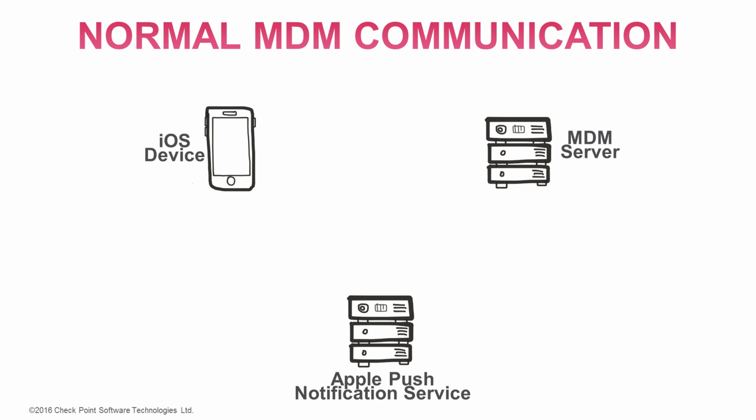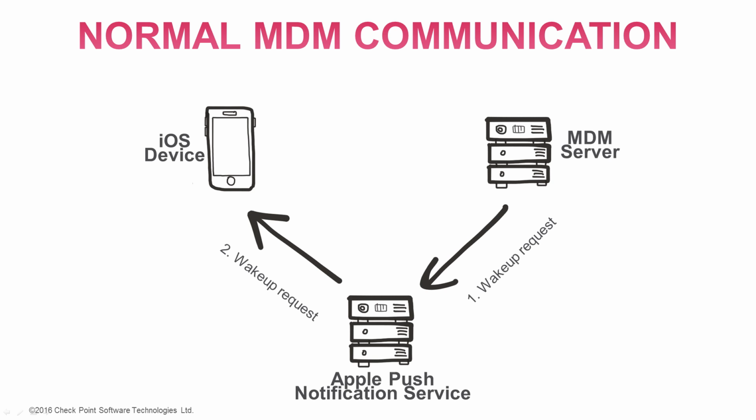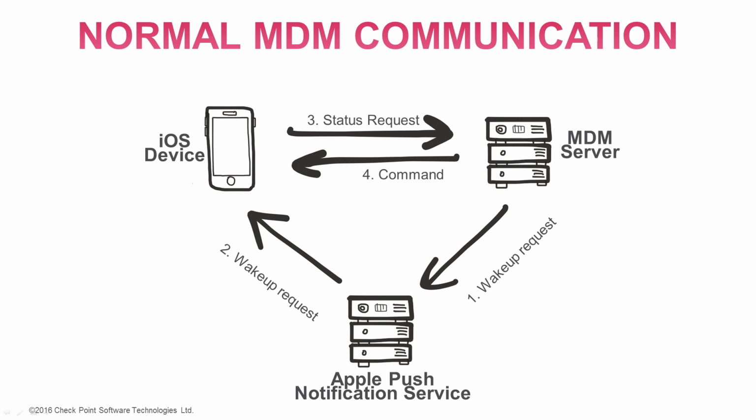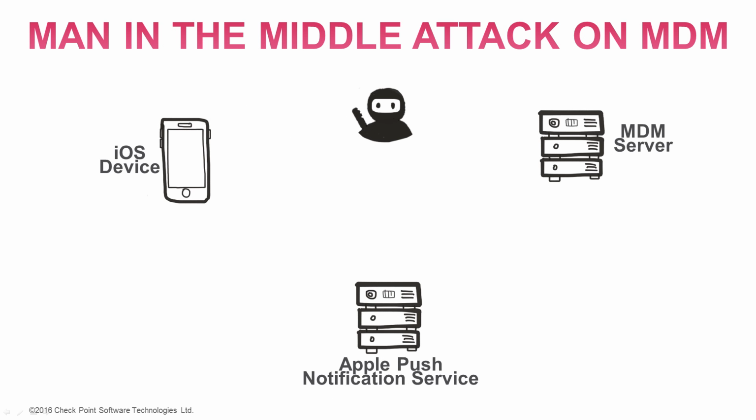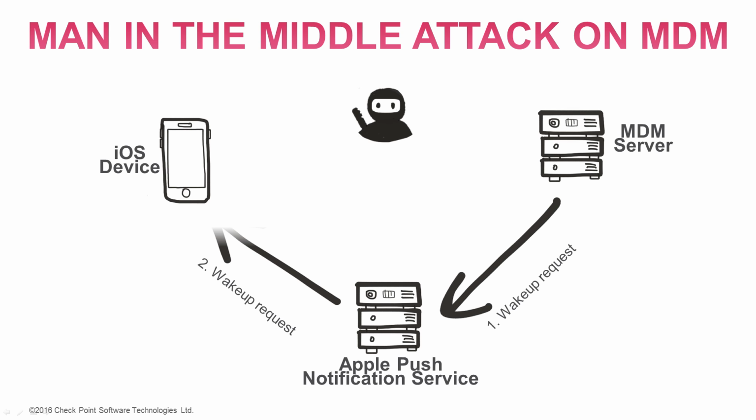The normal path of MDM communication with an iOS device is rather straightforward. The MDM sends a wake-up request through the Apple Push Notification Service to the managed device. Then, the device sends a status request over to the MDM to let it know it's ready to receive a command. The MDM then sends the command and the device executes it. But if an attacker were to get in the middle of that communication using a man-in-the-middle attack, he could hijack that communication. Instead of the normal path, the MDM would send a wake-up request through the push service, and the service would send the request to the device.